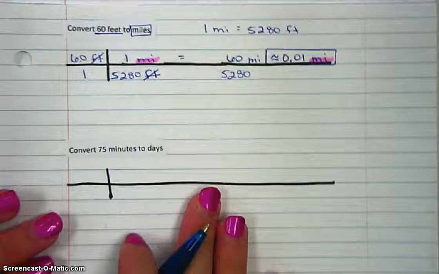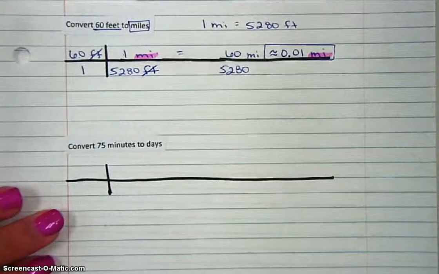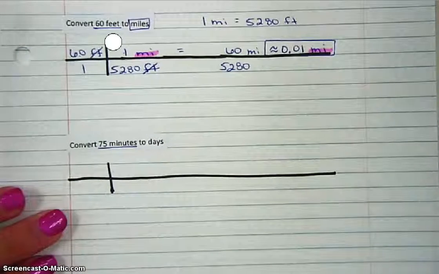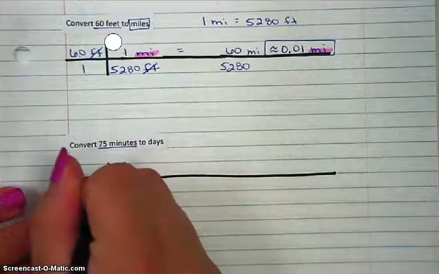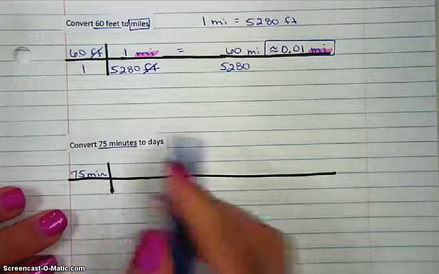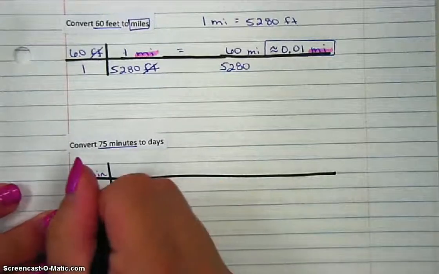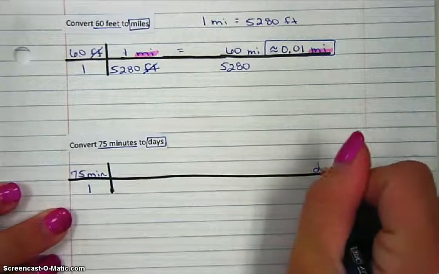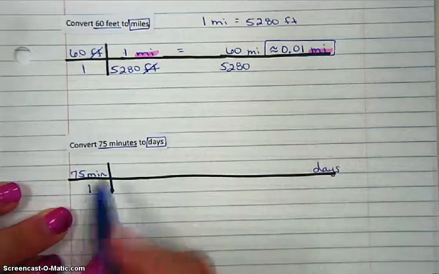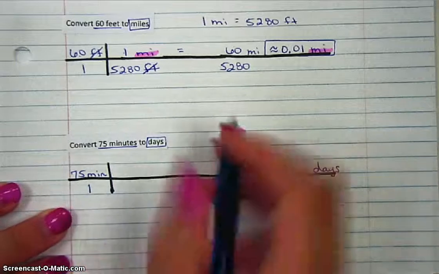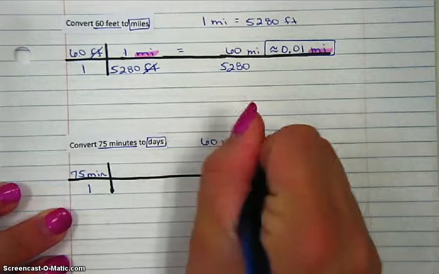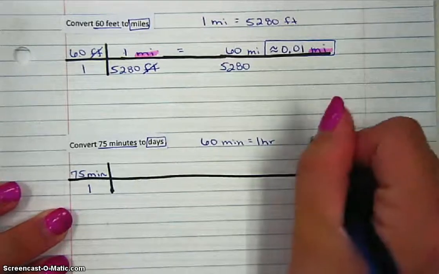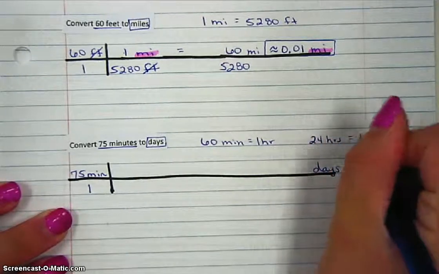The second problem here says convert 75 minutes to days. So once again, I'm going to write down what I currently have, which is 75 minutes. It doesn't say per anything, so I'm going to put a 1 underneath. I'm trying to get to days, so that's what I'm going to write over here. Now, I need to figure out some conversions. I know 60 minutes is 1 hour, but that's still not quite at days. But I also know that 24 hours is 1 day.